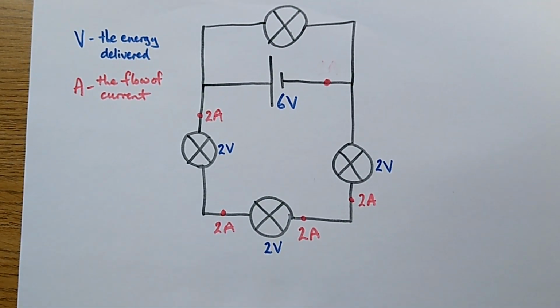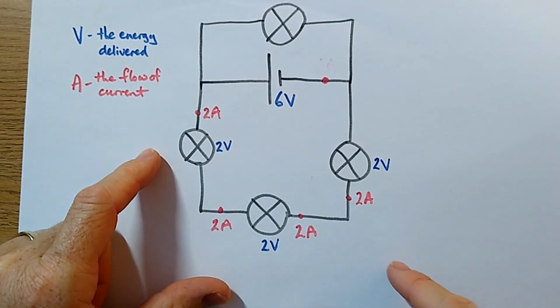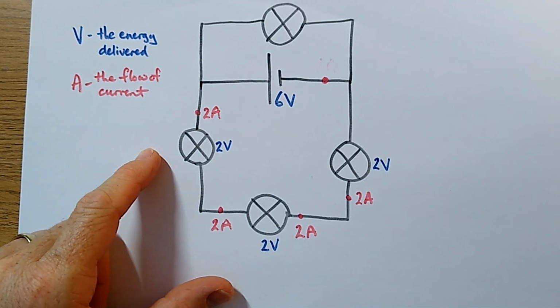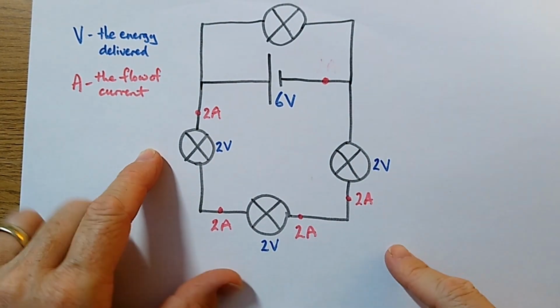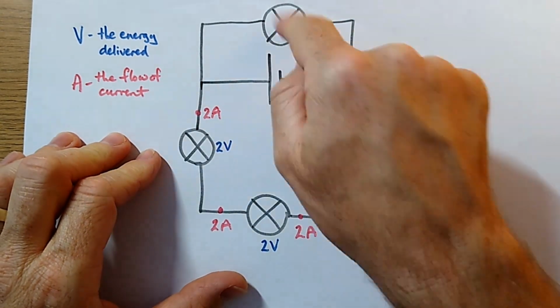Now I can tell you that by adding this, nothing here has actually changed. All the bulbs will have the same brightness. They're going to have the same amount of current going through. But let's have a little think about what's going on up here.